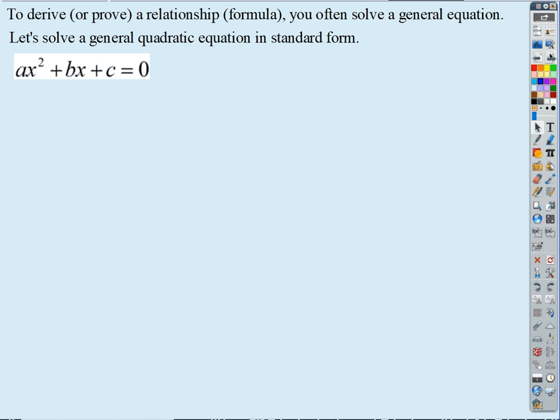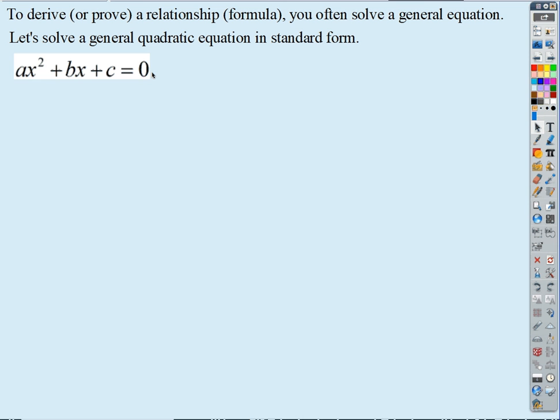So what if we want to come up with some way we can do this all the time? We want to come up with a formula for solving a quadratic equation in standard form. So if I've got something in the form ax squared plus bx plus c, and I set it equal to 0, could I come up with a formula that's always going to give me the solutions? Now you probably know what the formula is. It's the quadratic formula, isn't it? But how do we come up with that?